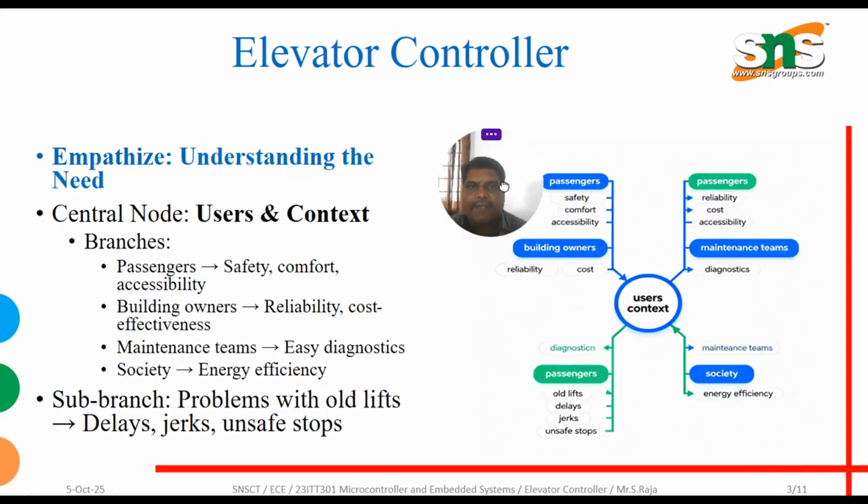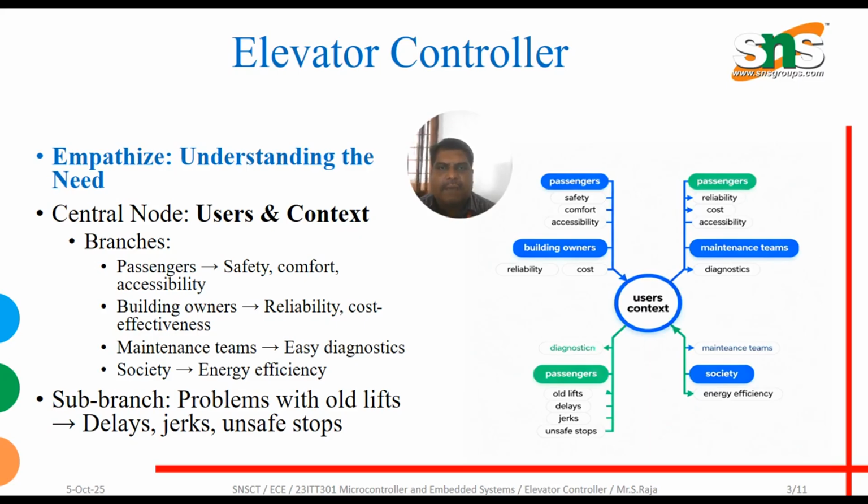The first stage, and a very, very important stage, is the empathize stage. We have to understand the need. For example, if you are a passenger who wants to use the elevator, we have to consider safety, comfort, and accessibility. If you are a building owner, then reliability and cost must be considered. Then the maintenance team has to provide maintenance within a limited period. Then for society, energy is very, very important.